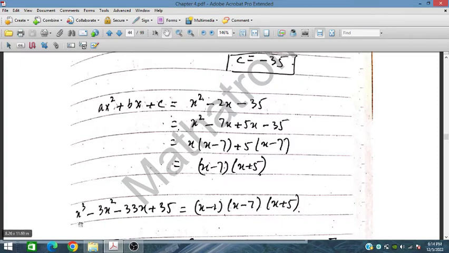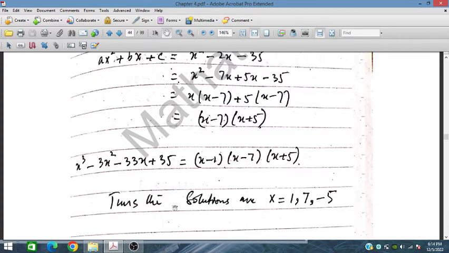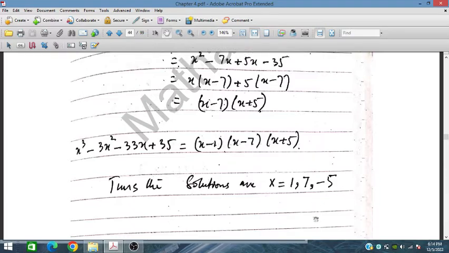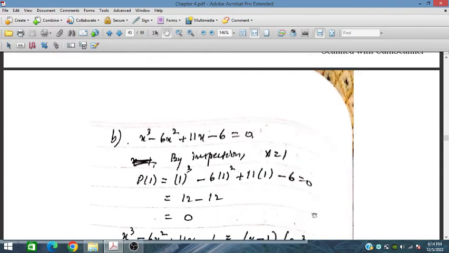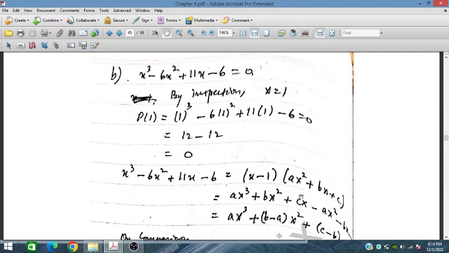These are the total polynomial factors, and each factor is equal to 0 to get the value of x, and that is the solution. So the solutions are: x minus 1 is equal to 0, so x is equal to 1; x minus 7 is equal to 0, so x is equal to 7; and x plus 5 is equal to 0 means x is equal to minus 5. Similarly, we will solve the other problems.